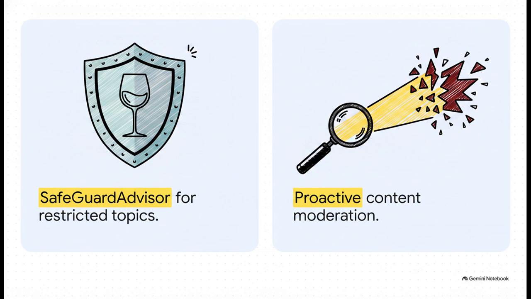First up, we establish firm boundaries using security and guardrails, which are mapped directly to the Safeguard Advisor. This is absolutely critical for filtering out restricted topics, like strictly limiting our agent so it can only discuss wine and absolutely nothing else. Second, for a more proactive defense, we implement content moderation using moderation prompt. This actually utilizes a secondary, specialized LLM to actively scan user inputs and agent outputs for harmful content before the core application even gets a chance to process it.